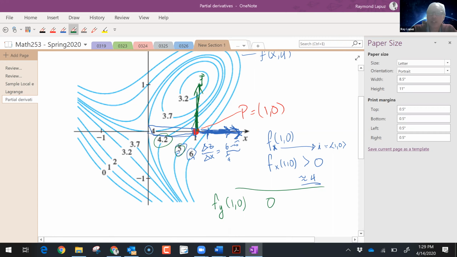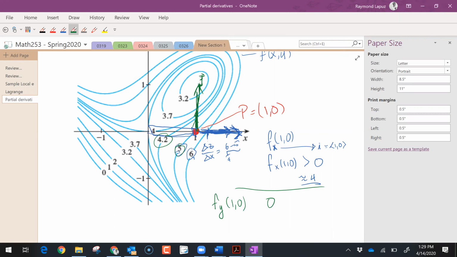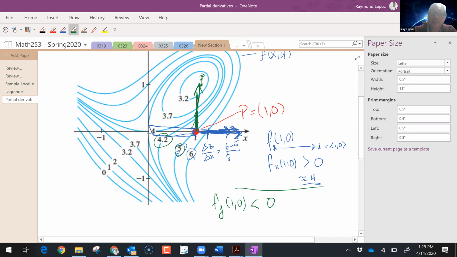So what can you say about this f sub y? Less than 0. It's going to go 5, 4, 3. It's going to be decreasing. It's going to go down. So it's going to be less than 0. So let's make a note here: levels are decreasing. Back in Calc 1, if something's increasing, the derivative is positive. If it's decreasing, the derivative is negative. So in this direction, it's decreasing, so it's negative.